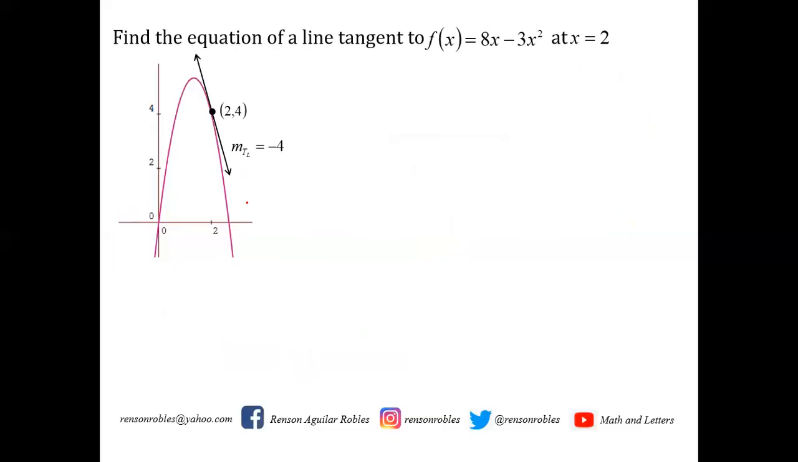Okay, next. But what if we want to find the equation of this line? So the information we have is that this line passes through the point (2, 4) with a slope equal to negative 4. And if we want to get the equation of this line, we shall now use the point-slope form. That's y minus y1 equals the slope times the quantity x minus x1. Okay, this is the point-slope form.